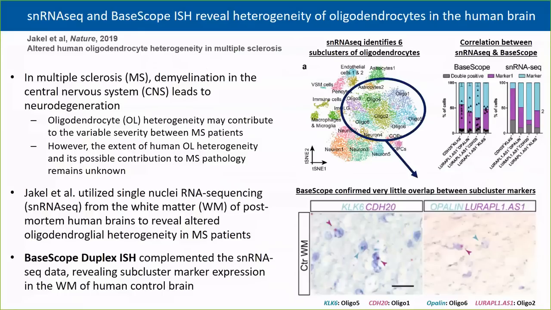The BaseScope duplex assay complemented single nuclei RNA sequencing data, and it revealed a correlation between the sequencing data and BaseScope-ish for subcluster marker expression in the white matter of human control brain. BaseScope also showed by segregating pairs of subcluster markers that less than 10% of oligodendrocytes contained both RNA markers, confirming the presence of these distinct subclusters.